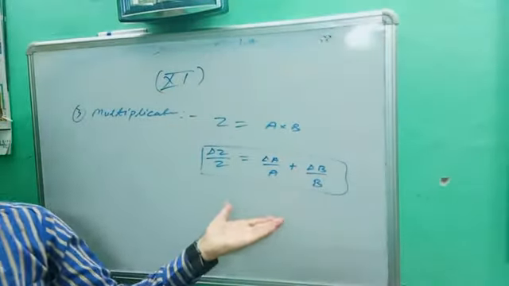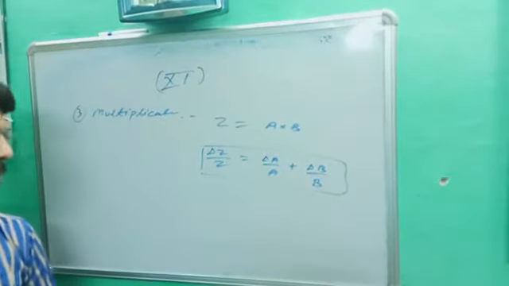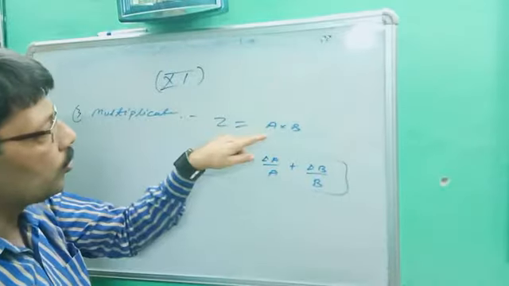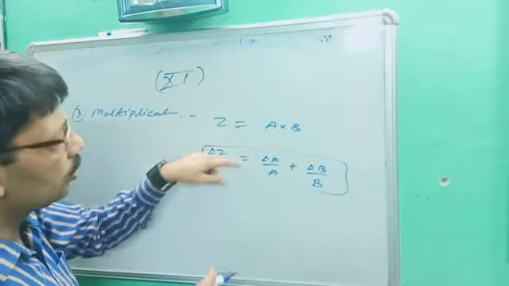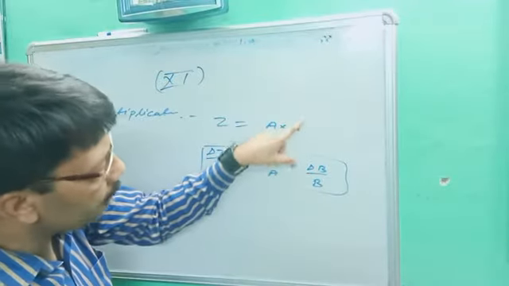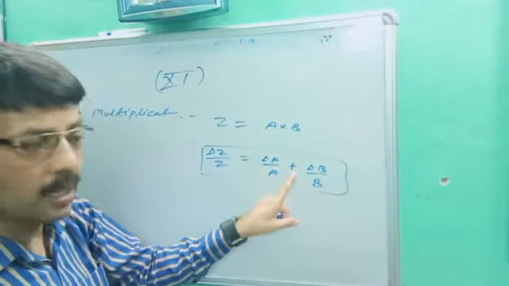We can derive the formula in a different way, but no need to derive. We are going to directly use the formula. So Z is equal to A into B could be written as del Z upon Z is equal to del A upon A plus del B upon B. Here we are taking plus.